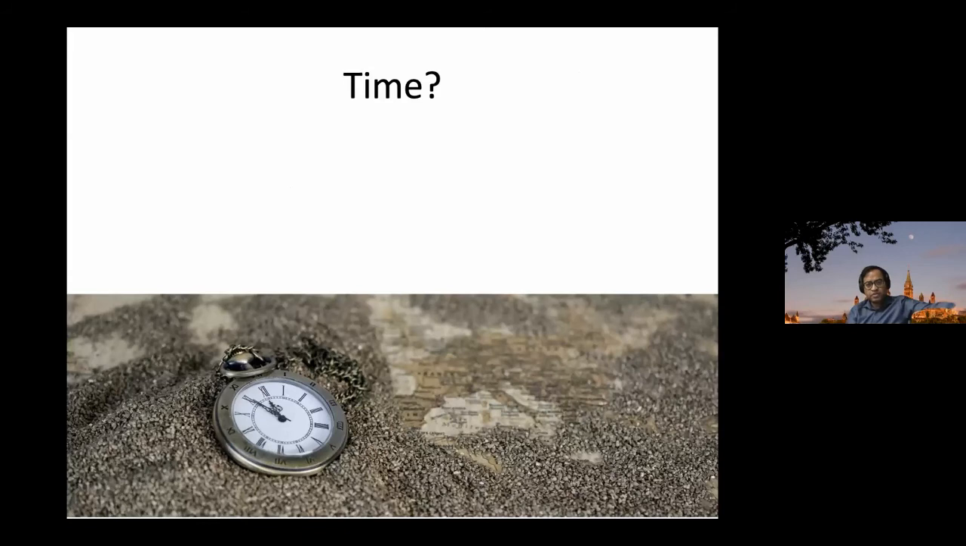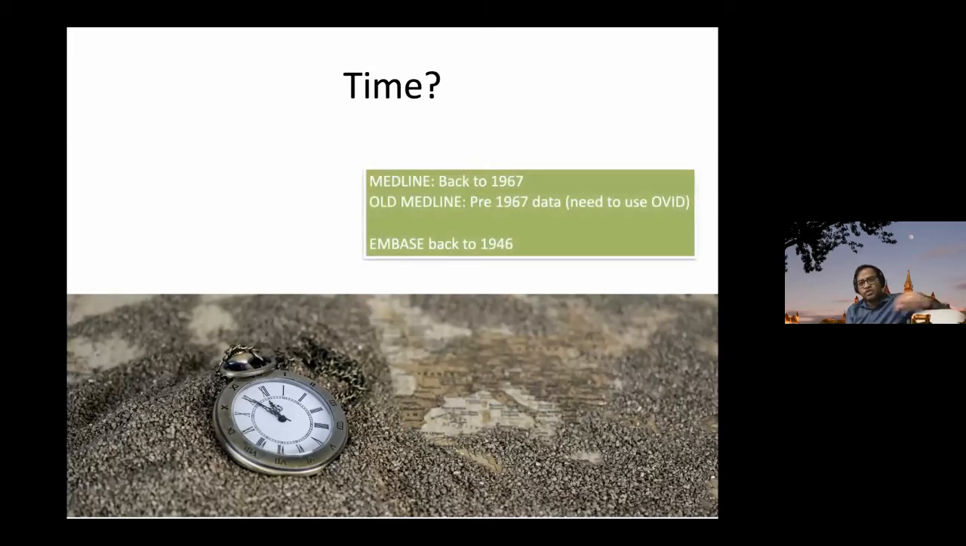What about the time? So Medline goes back to 1967. If you search on PubMed using either Ovid or Medline, it goes back to 1967. If you need to go back to older Medline, you have to use pre-1967. You have to use a different database, which is exclusive for that older search.